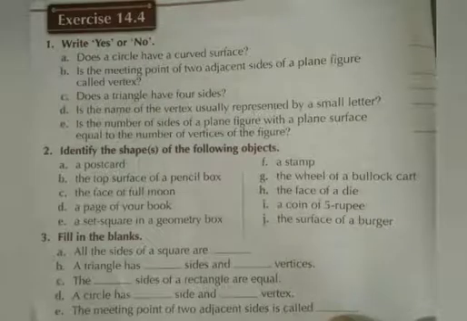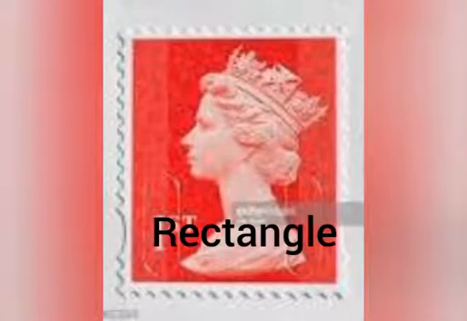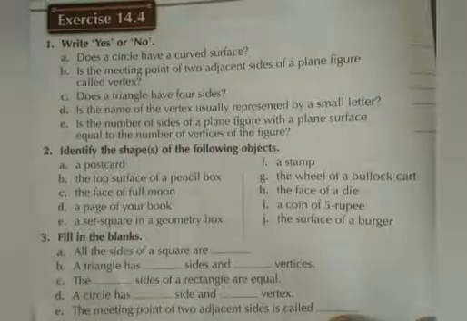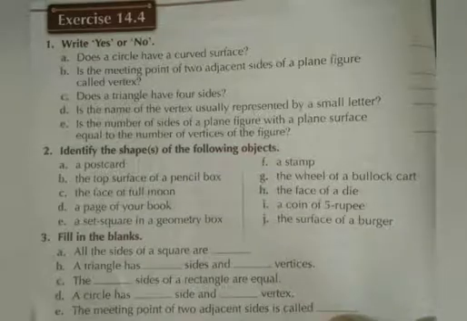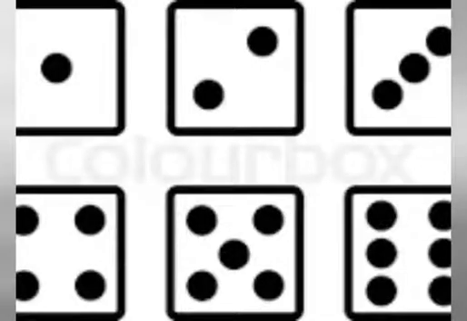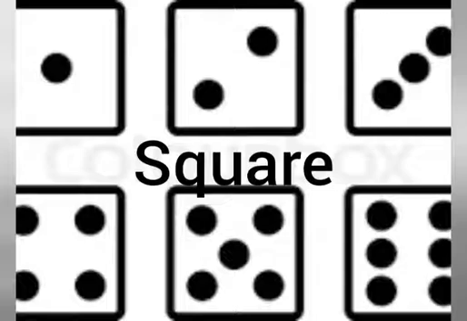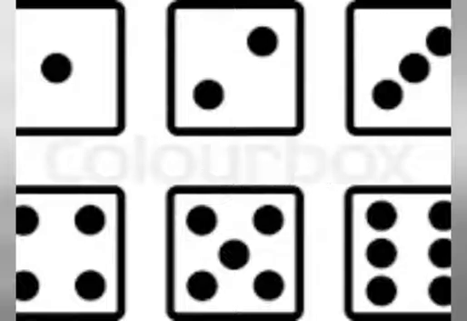Next is F: a stamp. We have all seen a stamp. It is rectangular in shape. So we will write here rectangle. G: the wheel of a bullock cart. A bullock cart wheel is circular in shape. So we will write here circle. Next is the face of a die. We have seen dice when we play Ludo. Its face is square in shape. So we will write here square.